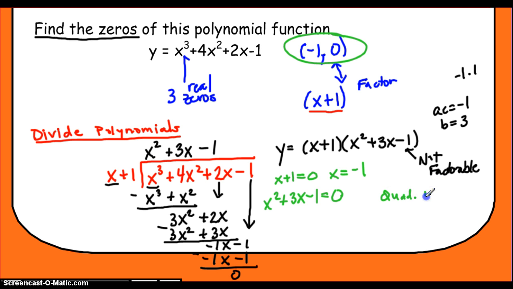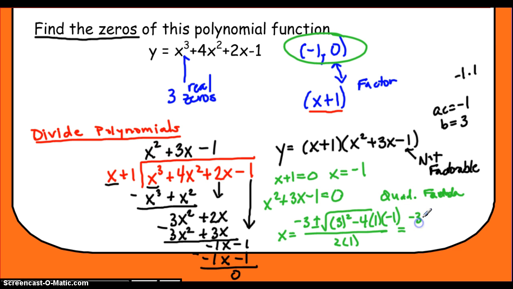So it goes back to what we just did last chapter. To find the other zeros, you do x equals the opposite of b plus or minus the square root of b squared minus 4ac, all over 2a. So you get -3 plus or minus the square root of 9 plus 4, over 2. So you get -3 plus or minus the square root of 13, over 2.